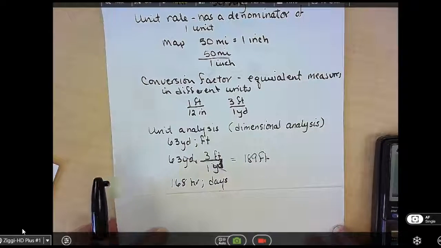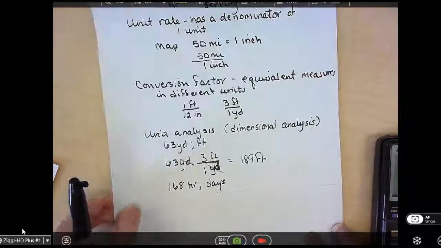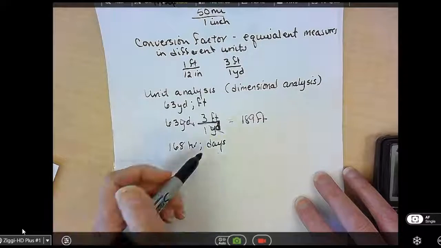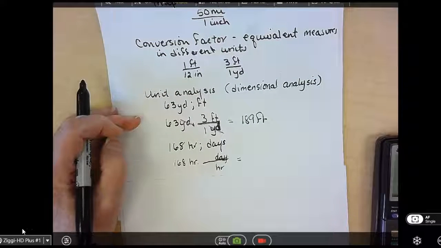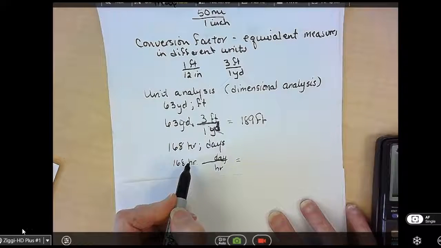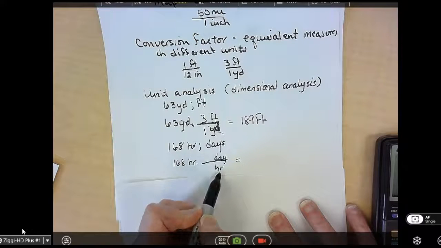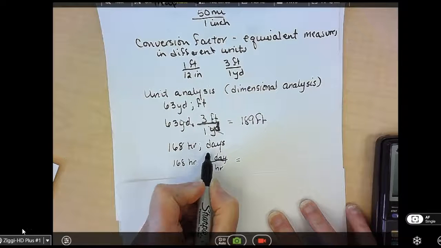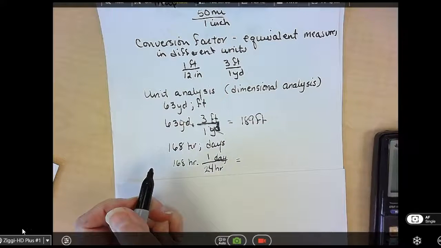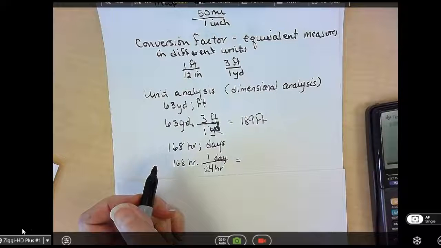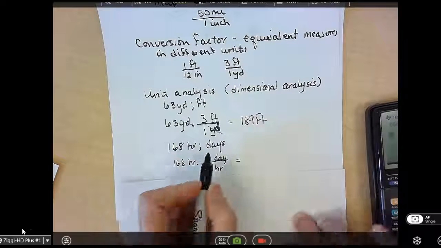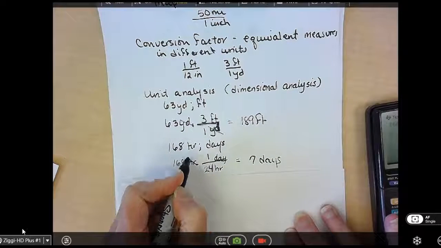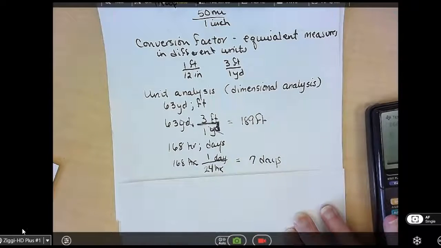If I have 168 hours, and we want to convert to days, then my 168 hours, I want the hours to cancel, so I need a unit with hours and days. So I know there's 24 hours in every one day. So now I have to take the 168 divided by the 24, and that is 7 days. And again, my hours would cancel. The only unit left is days.